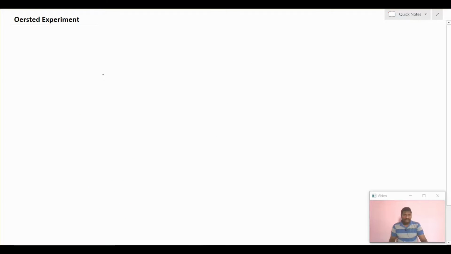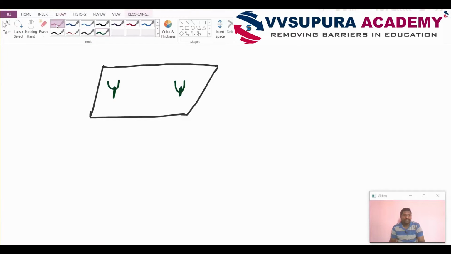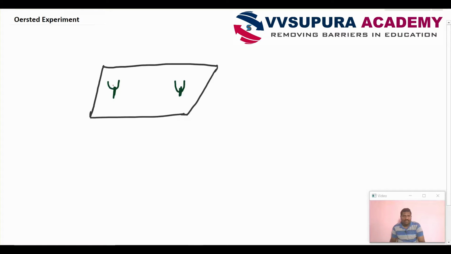Right, let us discuss Oersted's experiment. In this experiment, we require one thermocol sheet and two U-shaped wooden sticks, which will be attached to the thermocol. And we place one copper wire on these wooden sticks.